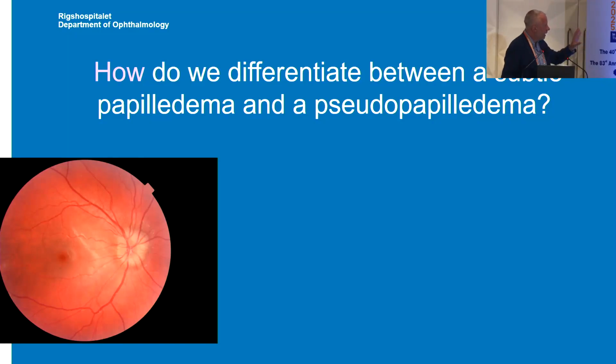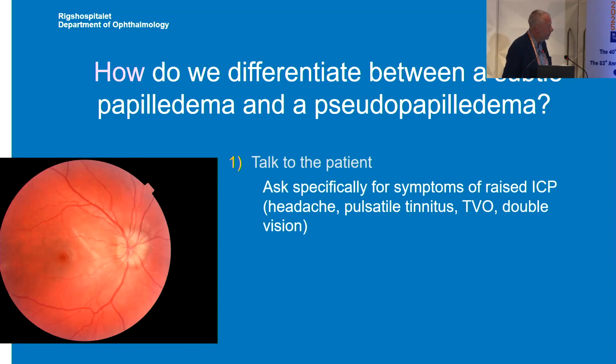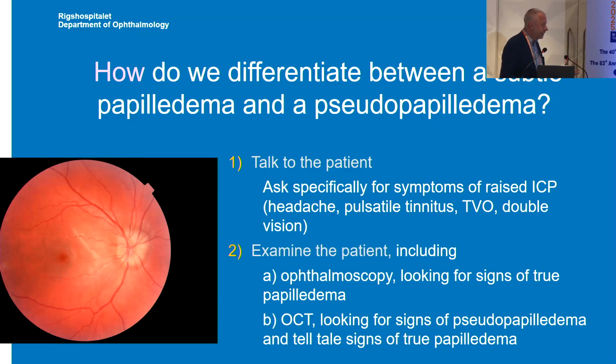So finally, how do we differentiate between a subtle papilledema and a pseudopapilledema? Of course, you need to talk to the patient, ask for symptoms that are relevant to the clinical case. Also, you need to examine the patient. Here you include ophthalmoscopy, looking for signs of true papilledema, and you do OCT to look for signs of pseudopapilledema and what are called telltale signs of true papilledema.